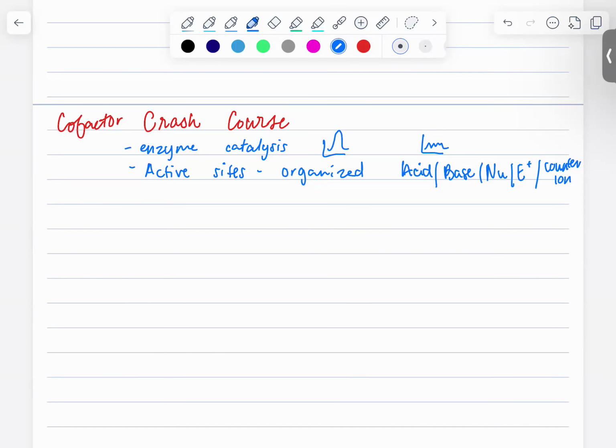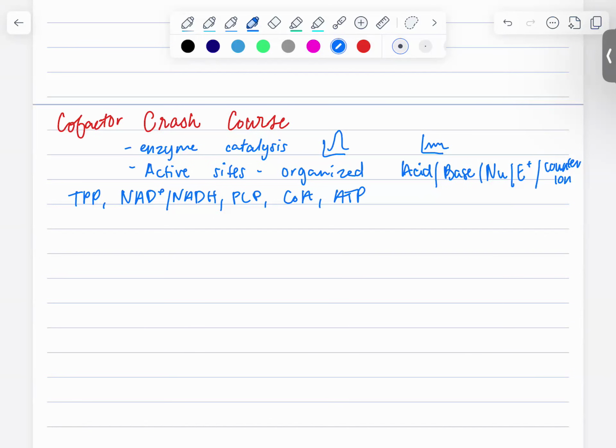Amino acids will often serve as these acids and bases, but sometimes we need something a little bit more complex. And that's where we can have these cofactors come in. We have a lot of cofactors that exist in general, but we'll talk today and in our course about only a few. You should hopefully at this point recognize the names of these from our various lectures. So I'm going to approach this one by one.